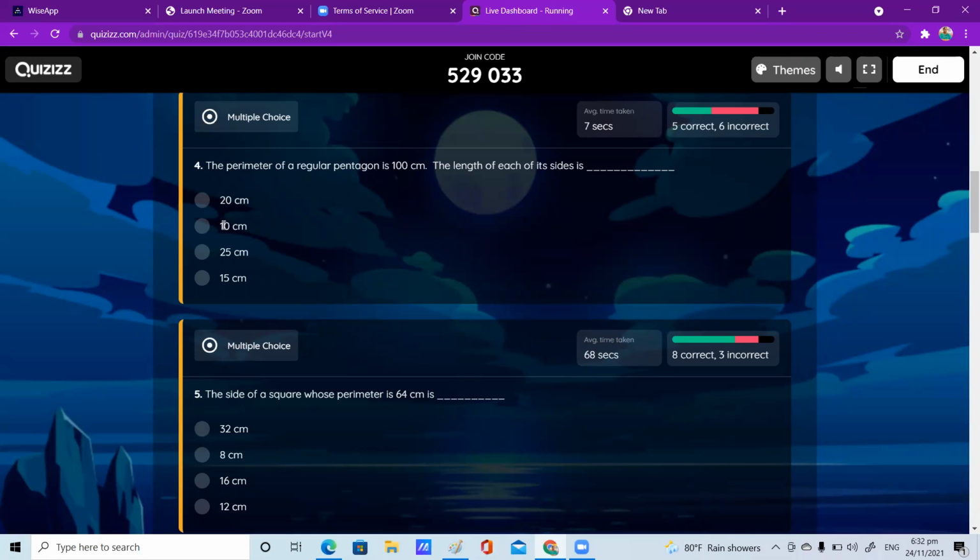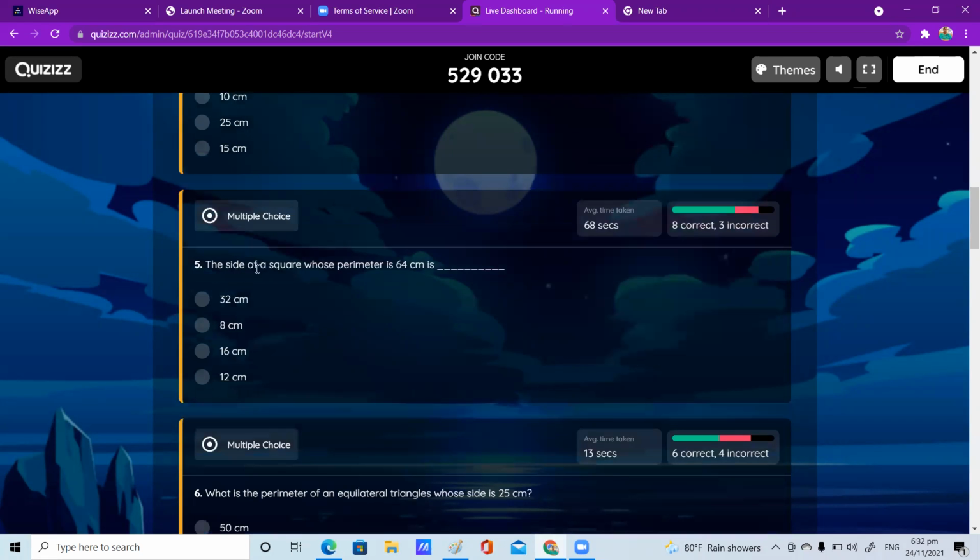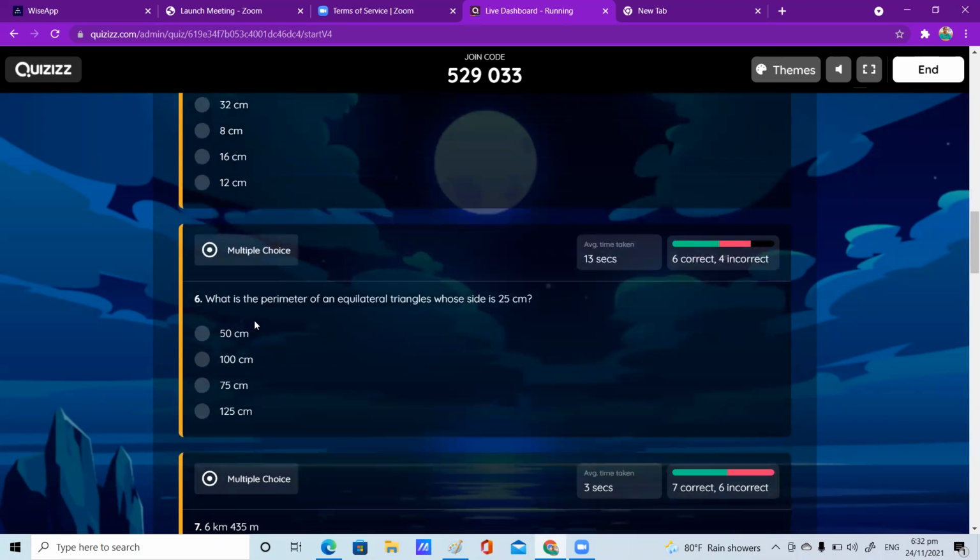See here, children. Regular pentagon means all sides are equal. Regular means all sides are equal. That's why I'm dividing by 5. 5 fours are 20. Each side is 20 cm. The side of a square whose perimeter is 64: perimeter 64 means divide by 4, children. 4 fours are 16. Each side is 16 centimeters.